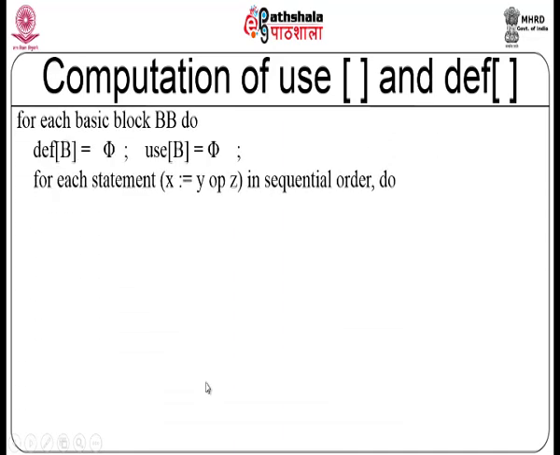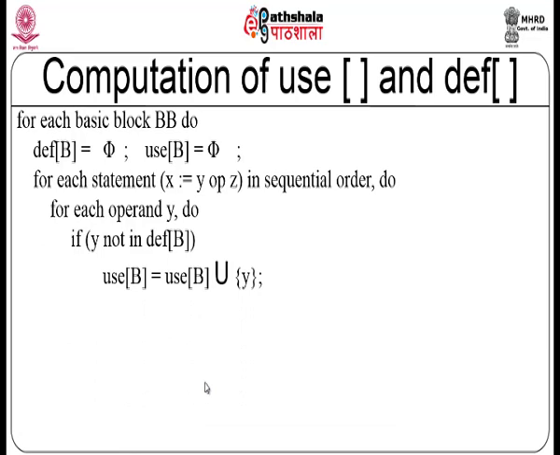Now, definition and use can also be computed, where use of B is use of B union Y, provided Y is not in definition of B. Definition is when a variable is defined by a particular statement. So definition of B is equal to definition of B union X, where X is on the LHS. So you say it is defined, and Y will be included in use provided Y is not defined. So if I am using a particular variable, I should not define it in that particular block itself. This is the computation of definition and use.